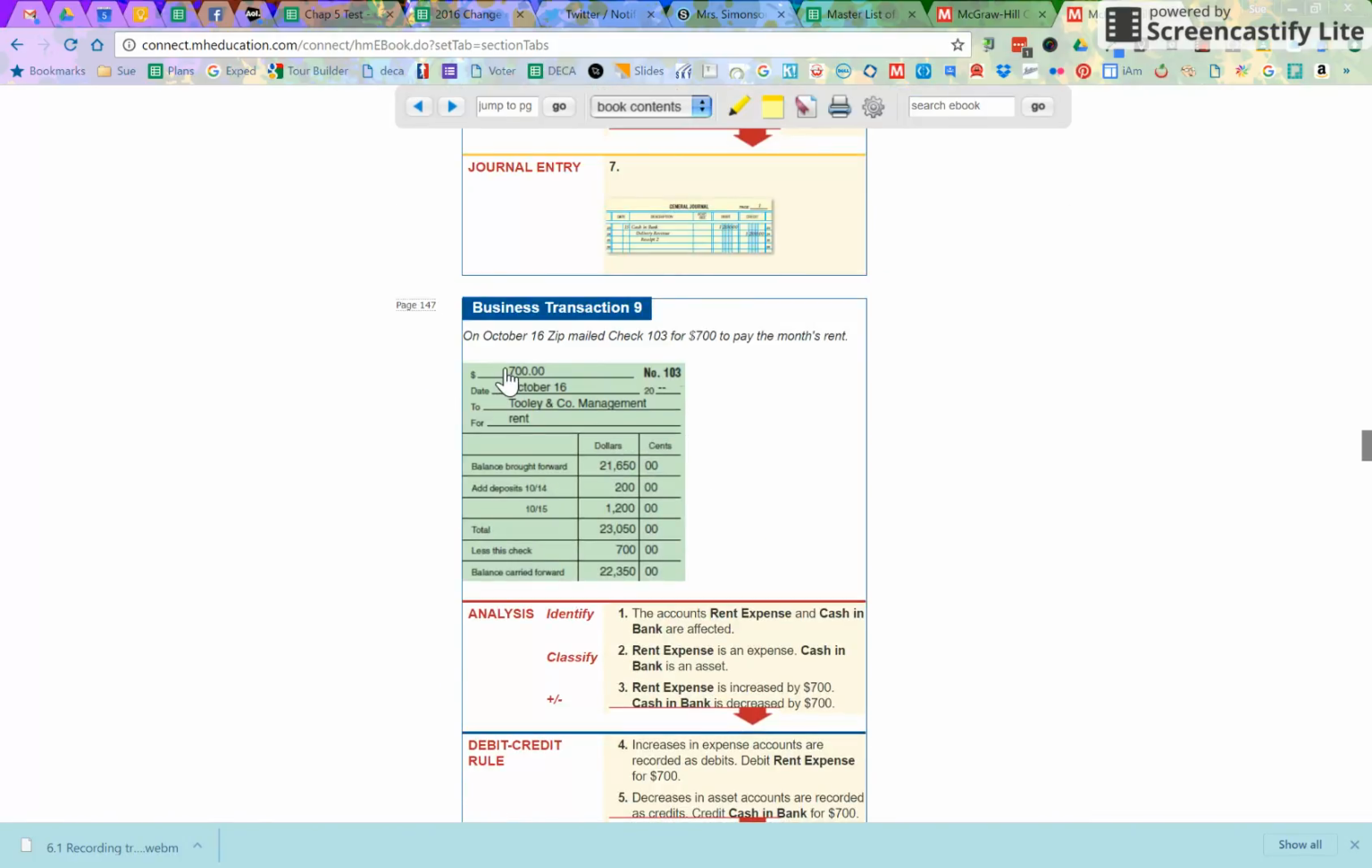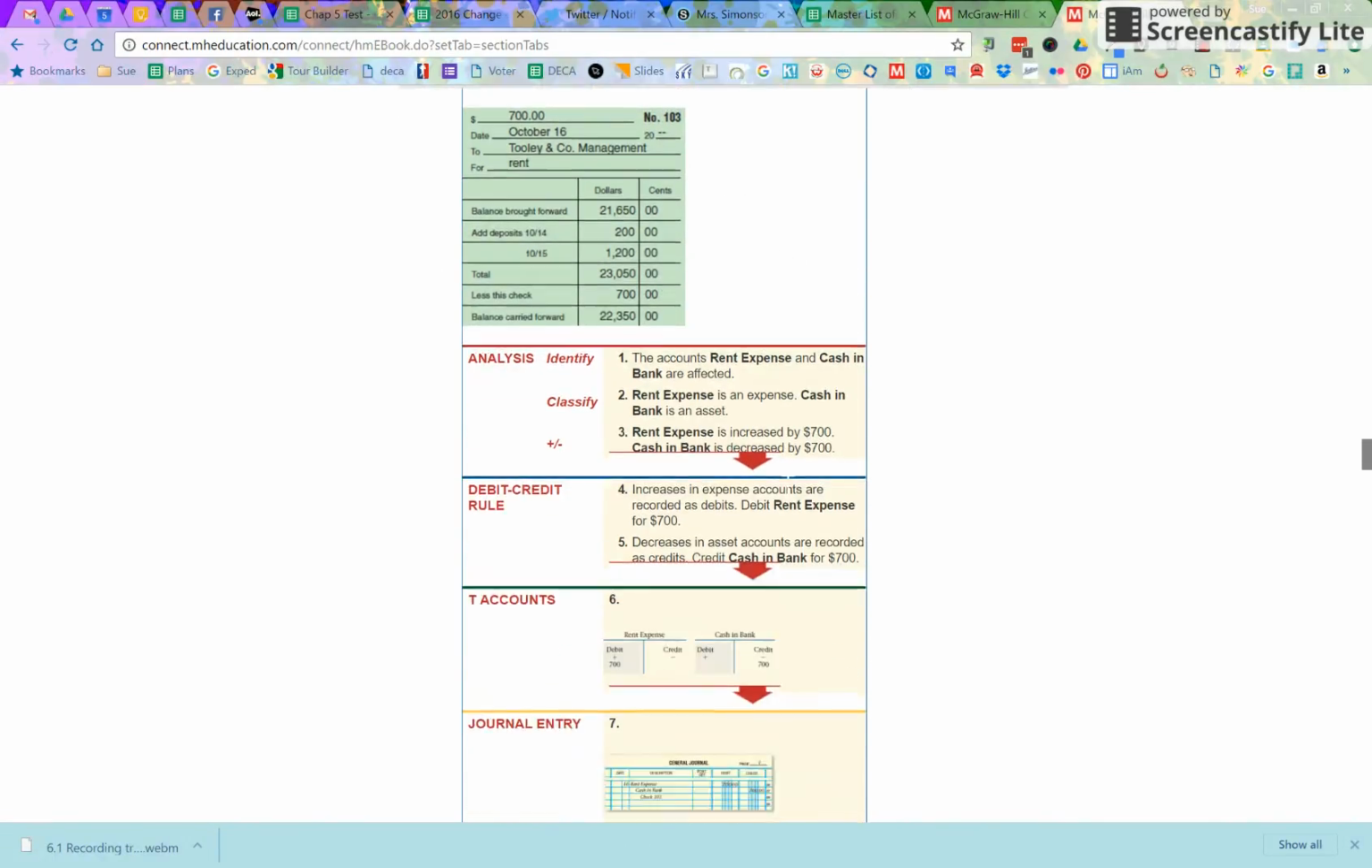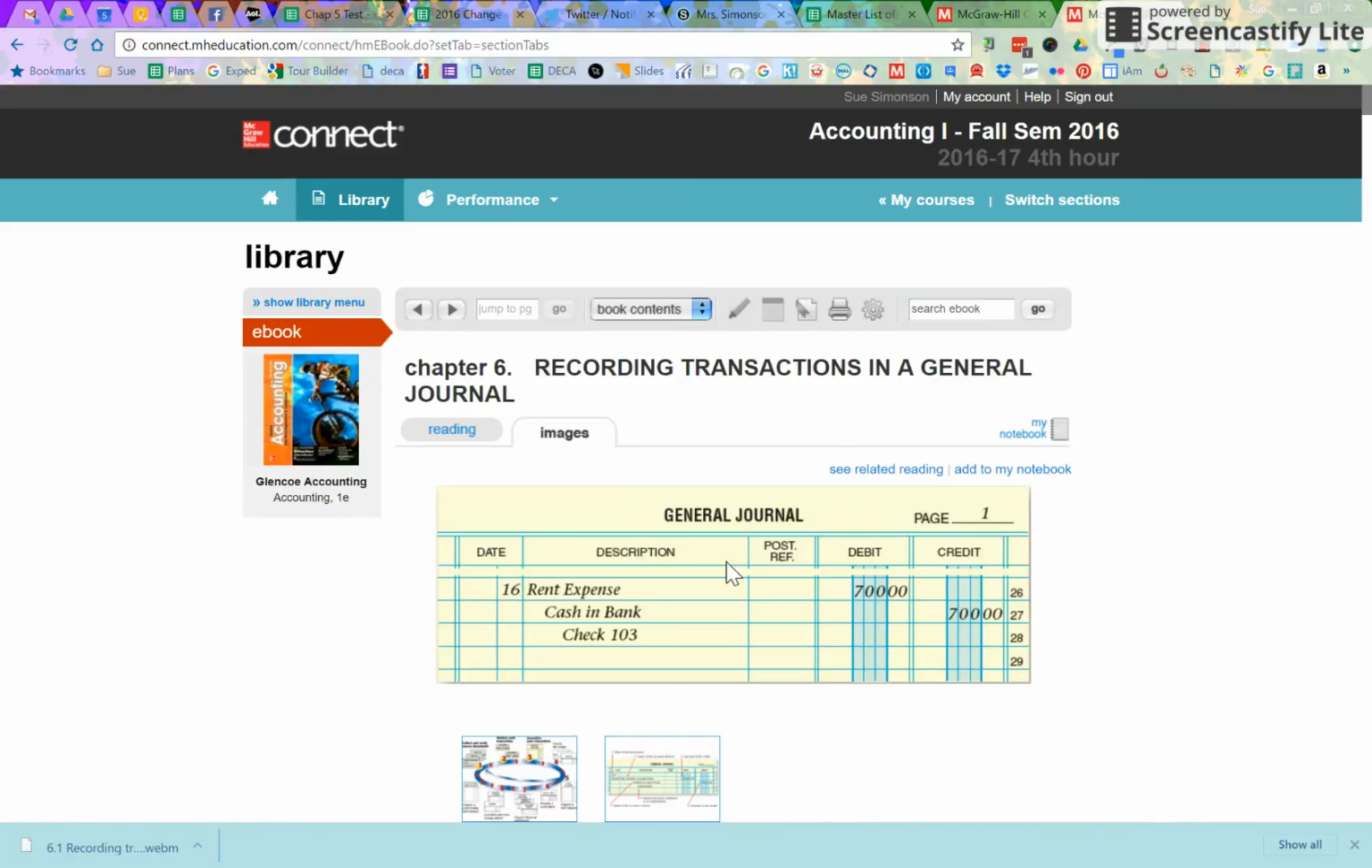Paying our rent, we're going to write a check for that. Notice it's in the 4 line here. So rent expense is going to be the debit. It's going to go up, and cash is going to be the credit. And it is going to go down, and it would look something like that.